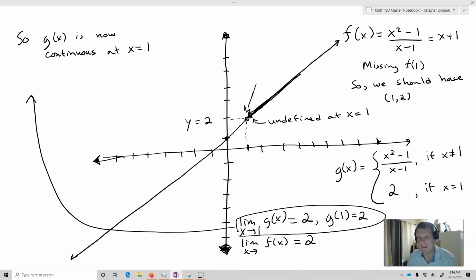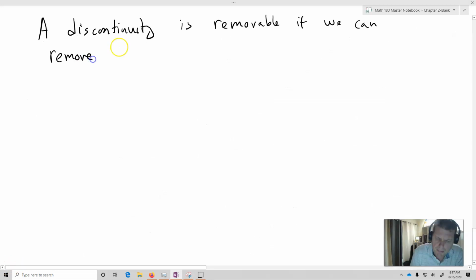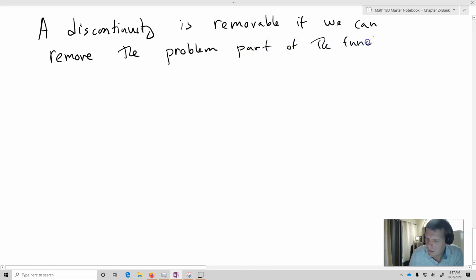Here's the thing about removable discontinuities. Generally, they're ones like this, okay? We can remove the problematic area using algebra, basically, if it cancels. And that's what makes something a removable discontinuity.